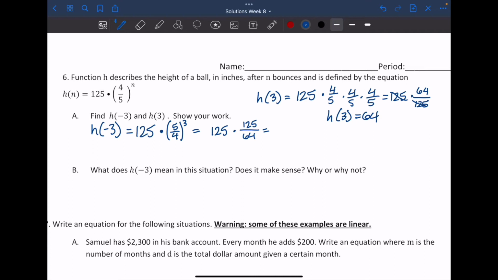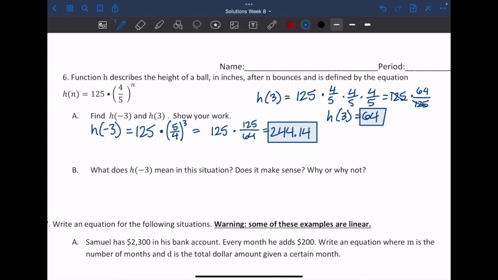And this would be, I believe, 244.14. So these are my two answers for part A. And it does make sense, because as we go backwards, it should be getting larger, if going forwards, it's getting smaller.